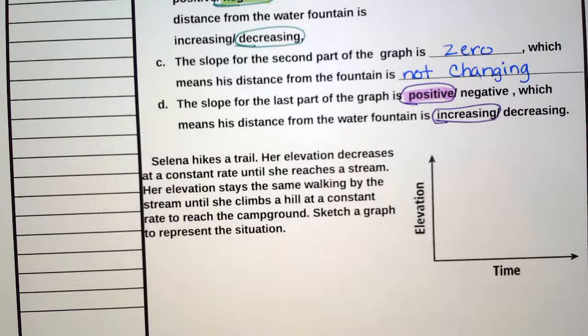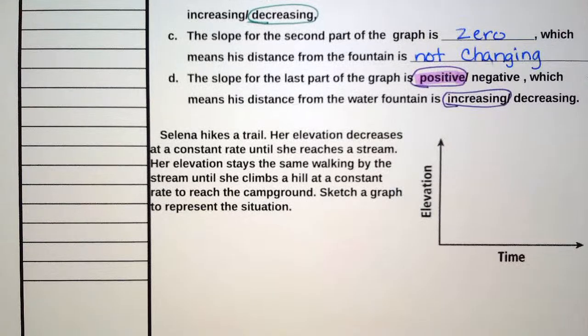Okay, this time you're going to write the graph, draw the graph. Selena hikes a trail. Her elevation decreases at a constant rate until she reaches a stream. Her elevation stays the same, walking by the stream, until she climbs a hill at a constant rate to reach the campground. Sketch a graph to represent the situation.